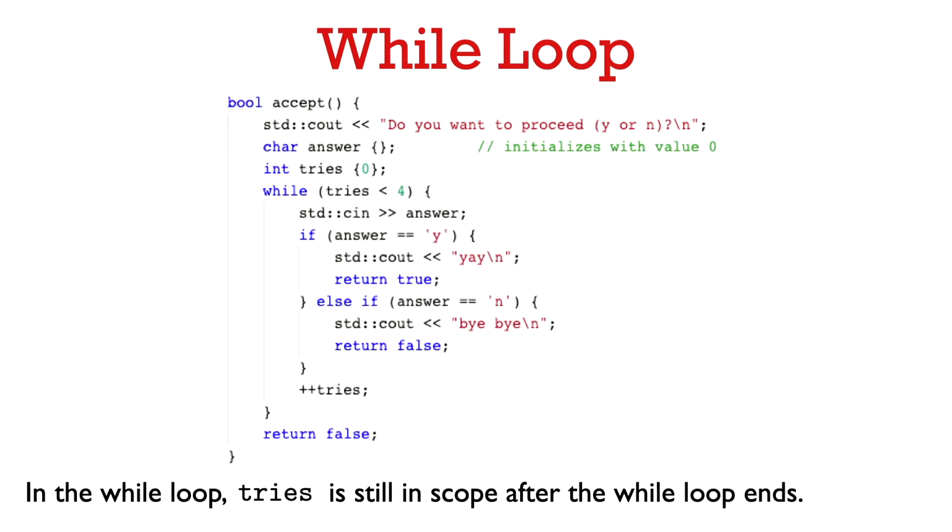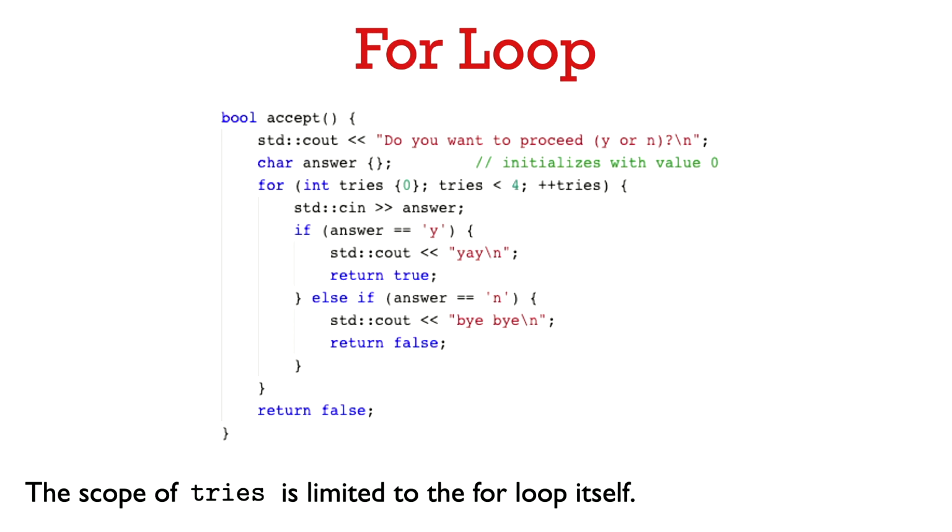Here are my thoughts on that question. In the while loop, we have to define tries before the loop begins. That means that tries is still in scope. It's still present as a name in our program after the loop finishes, on this final line of the program where we return false. And there's a difference between the while loop and the for loop, right? Because in the for loop, the scope of tries is limited to the for loop itself.